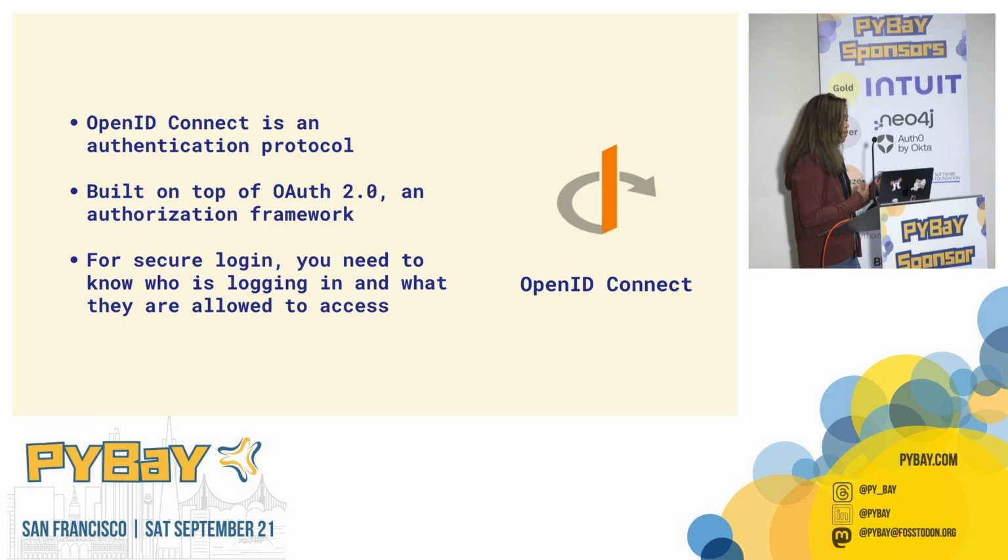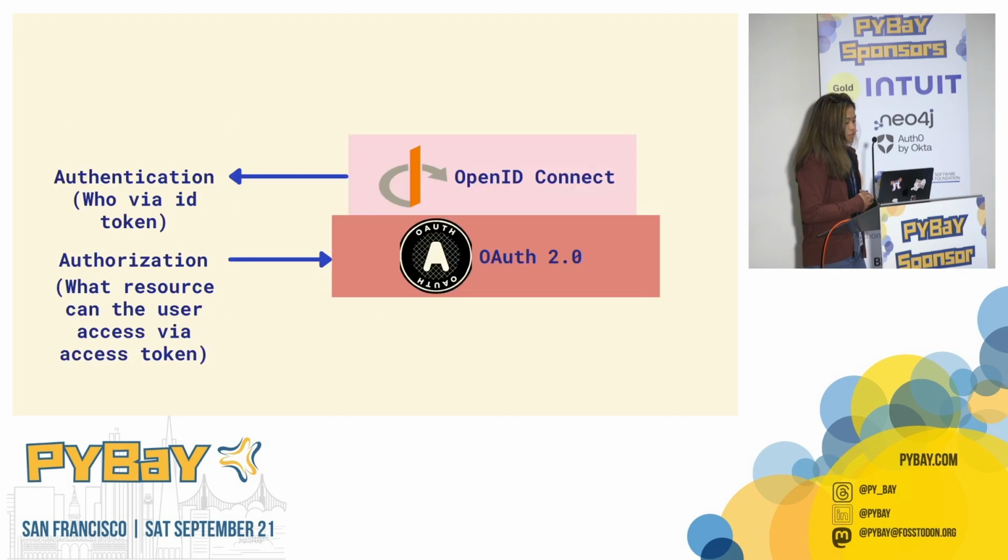So before, there used to just be an authorization framework, so not just anybody can gain access to endpoints, right? For secure login, you would need to know who is logging in and what you're allowed to have access to, and that is OpenID Connect's role. Authentication can be found through an ID token, information about a user, and authorization is an access token that you provide to an endpoint in the authorization header before you have access to a certain resource.